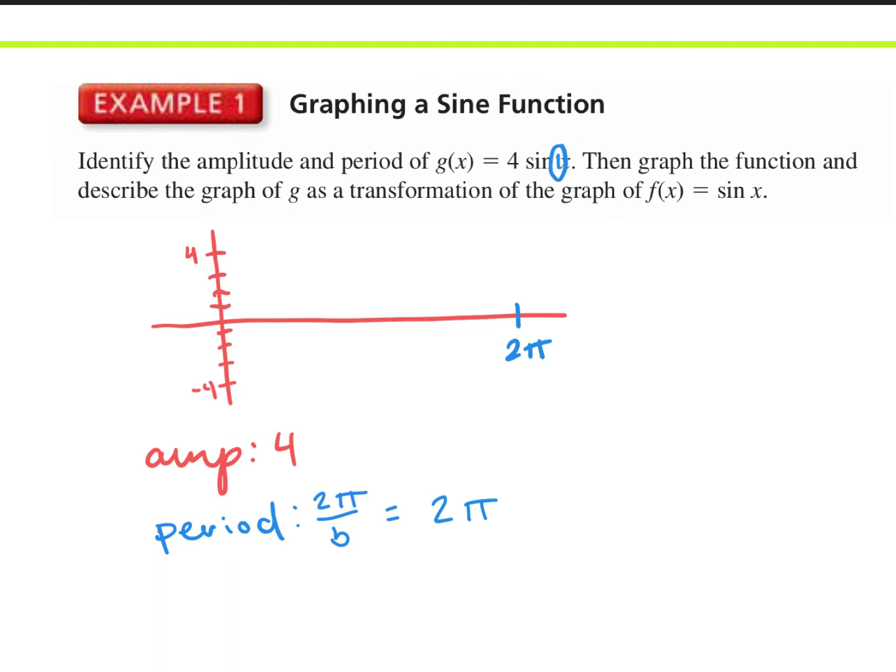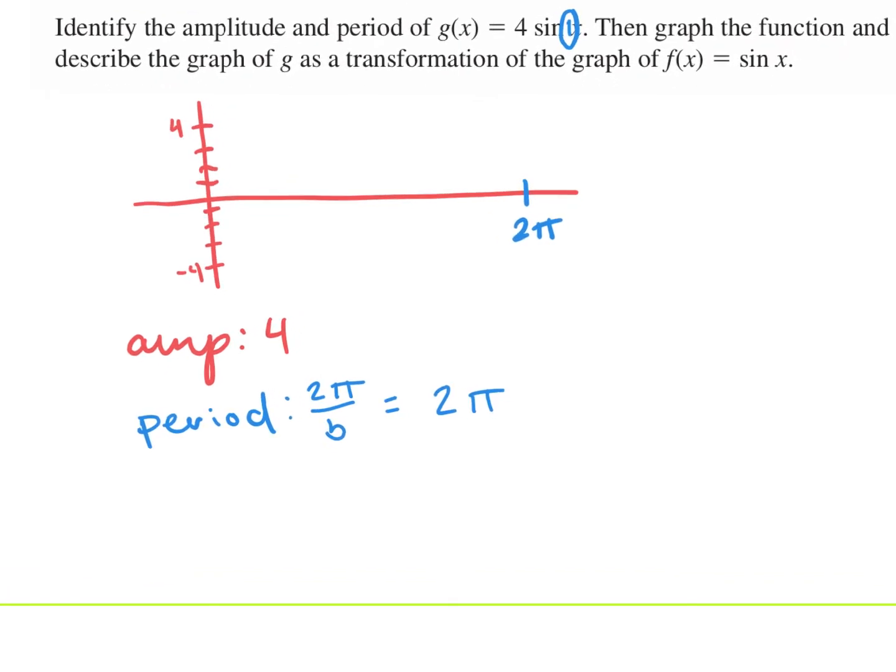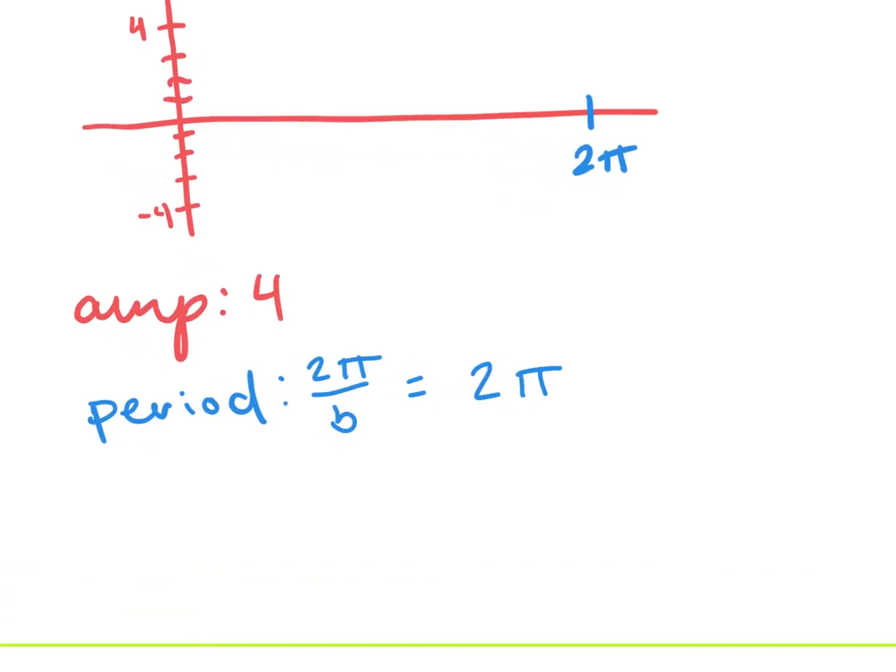Now we want to find our increments in between. So we're always going to need to find 3 more increments in between 0 and whatever your period is. So our increments, we take our period, which is 2 pi, and divide it by 4. What is 2 pi divided by 4? Pi over 2. So this is our starting increment here, pi over 2.